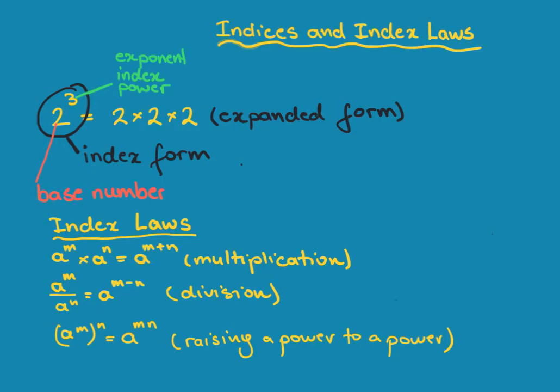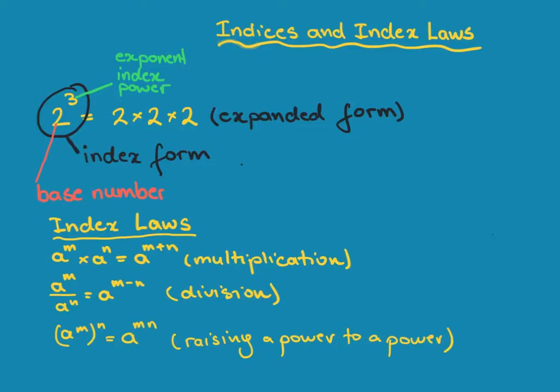Hi everyone, let's go through some indices and index laws. First I'm going to go through some notation. So we have here 2 to the power of 3. All of this, what's circled, is called index form. The number 3 in the power is called either the exponent, index or power, and the number 2 is called the base number.